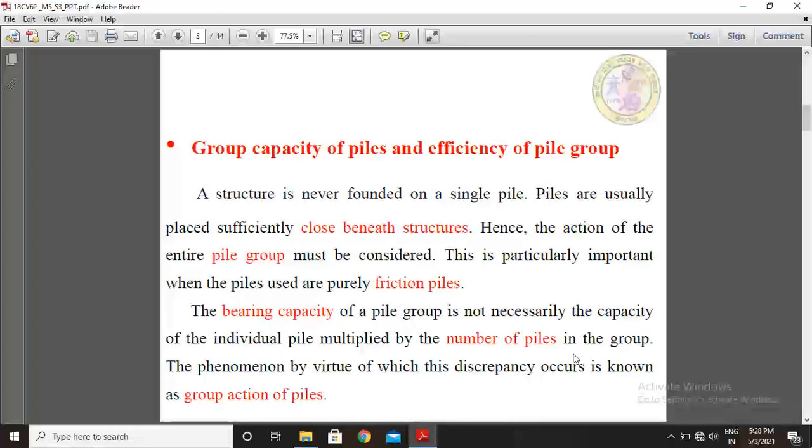Let us see in detail about group capacity of piles. A structure is never founded on a single pile. Piles are usually placed sufficiently close below these structures. Hence, the action of the entire pile group must be considered. This is particularly important when the piles used are purely friction piles. The bearing capacity of a pile group is not necessarily the capacity of the individual pile multiplied by the number of piles in the group. The phenomenon by virtue of which this discrepancy occurs is known as group action of piles.